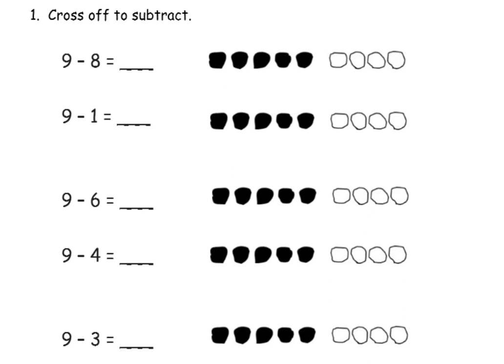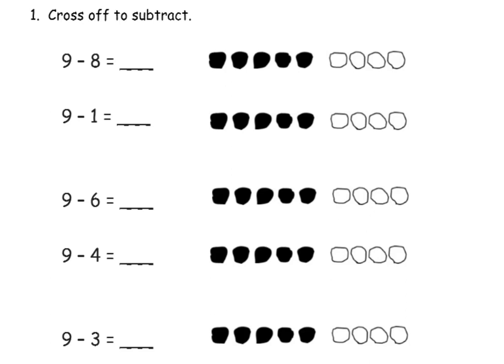The directions say to cross off the beads in order to subtract. When you look at all the problems, you can see that they all start with 9 beads. So the 9 beads are represented by the picture. The first problem is 9 minus 8. We want to think about the previous strategies we've learned to solve these problems.